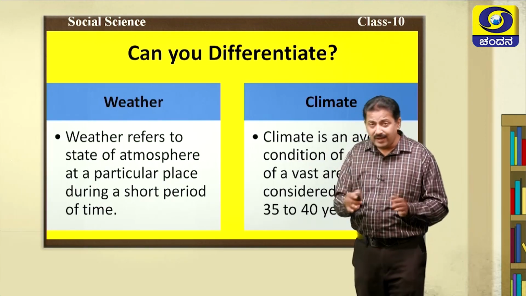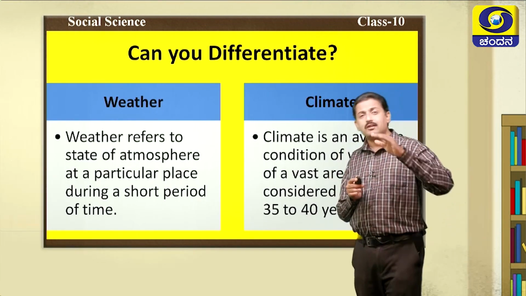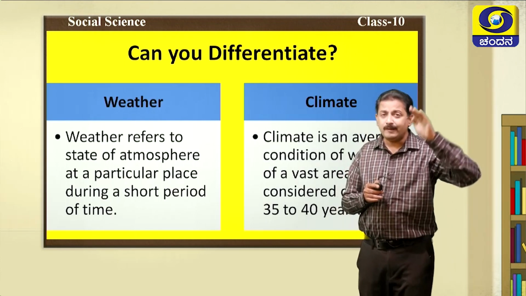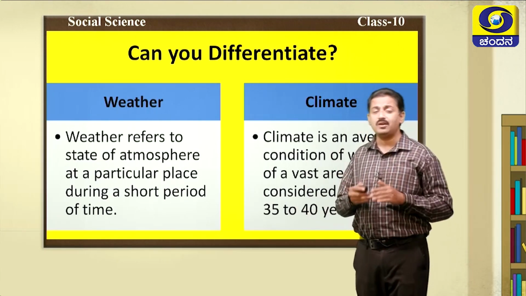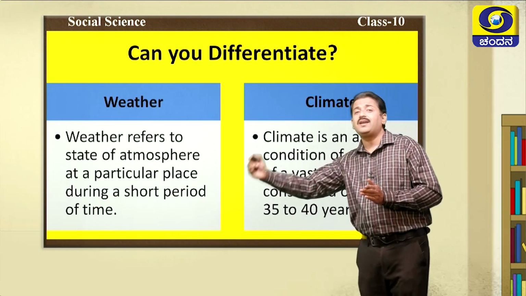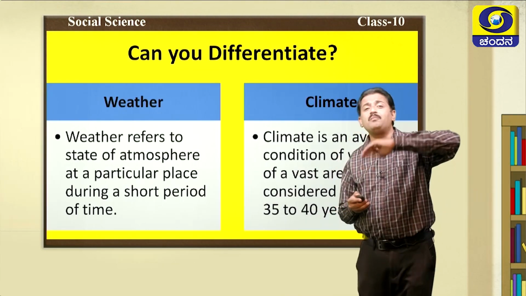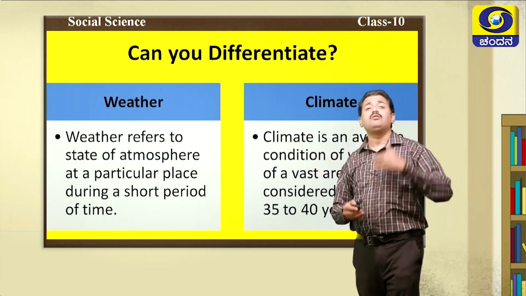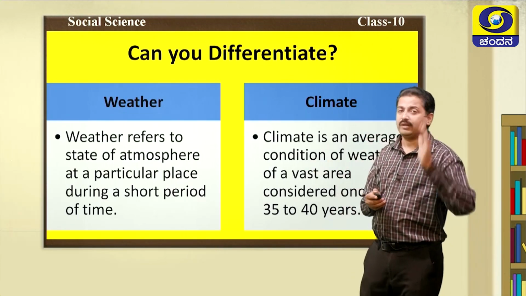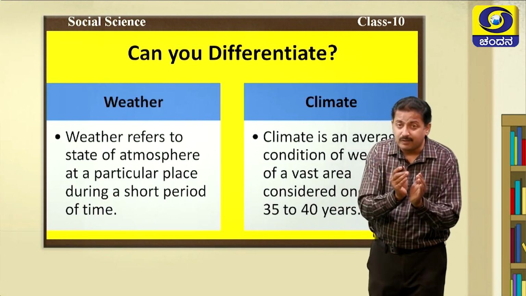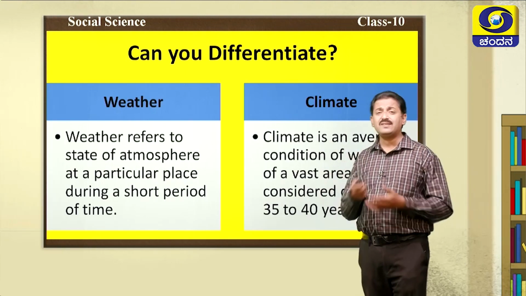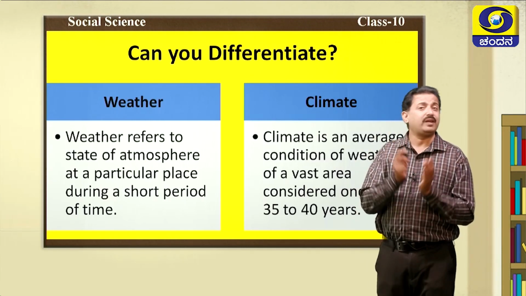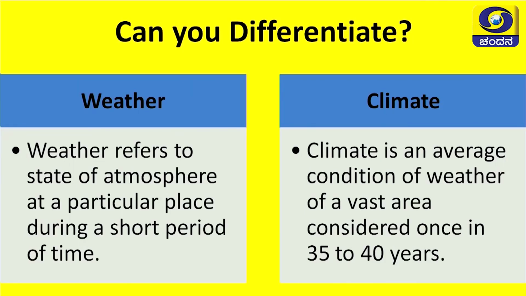That means in one day, just in your school atmosphere there will be cold temperature in the early morning, warm temperature during the prayer time, and by afternoon it will be high temperature, and evening again it is warm, and by night again it is cold. That means in one day the temperature is varying. Again it changes with respect to rainfall and humidity, that is called weather. So, weather refers to state of atmosphere at a particular place during a short period of time. What is climate? Climate is an average weather condition of a vast area considered once in 35 to 40 years.